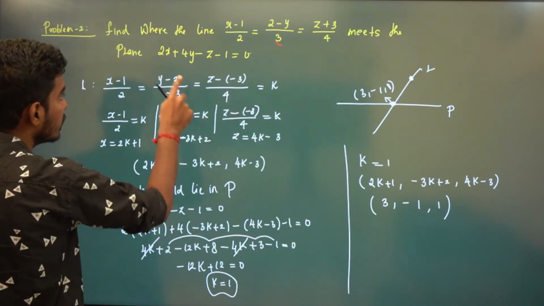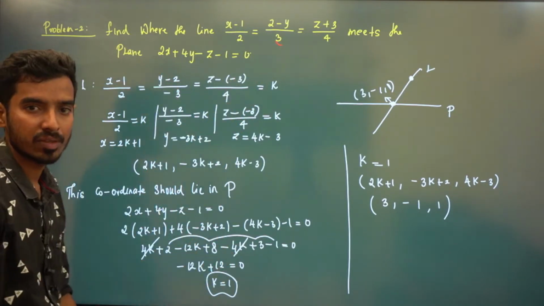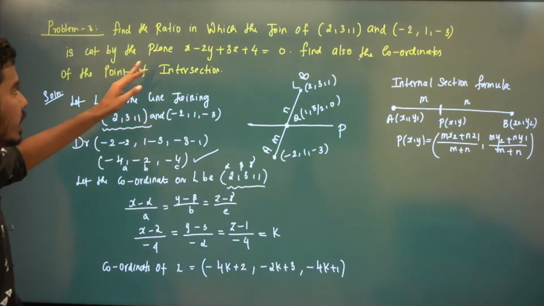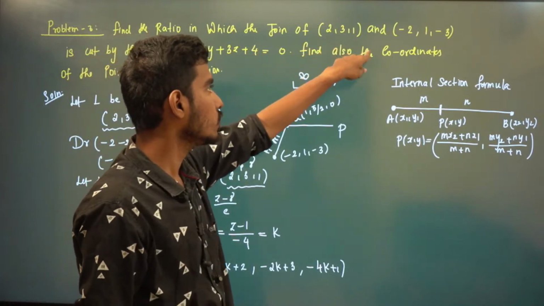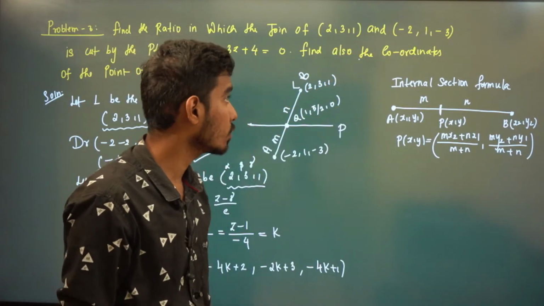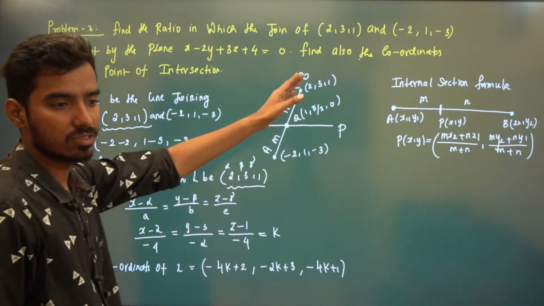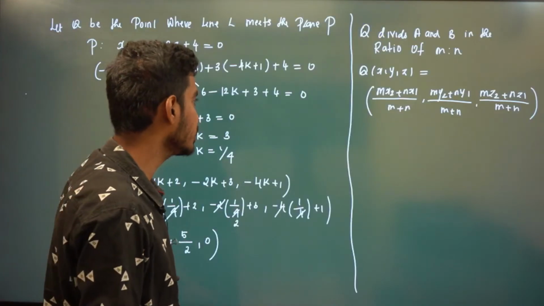Substitute this x, y, z in P, you will get the value of k. This is what we have seen in the previous class. And the third problem that we have seen is: find the ratio in which the join of 2, 3, 1 and minus 2, 1, minus 3 is cut by the plane x minus 2y plus 3z plus 4 is equal to 0. Find also the coordinates of the point of intersection. This is also what we have seen in the previous class.